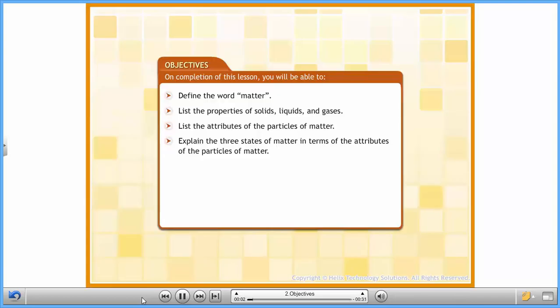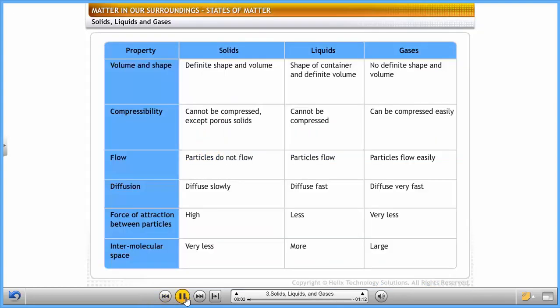This lesson is about the states of matter and how matter is composed of particles whose behavior determines the states of matter. On completion of this lesson, you will be able to define the word matter, list the properties of solids, liquids, and gases, list the attributes of the particles of matter, and explain the three states of matter in terms of the attributes of the particles of matter. Before we move on, let's look at the properties of solids.